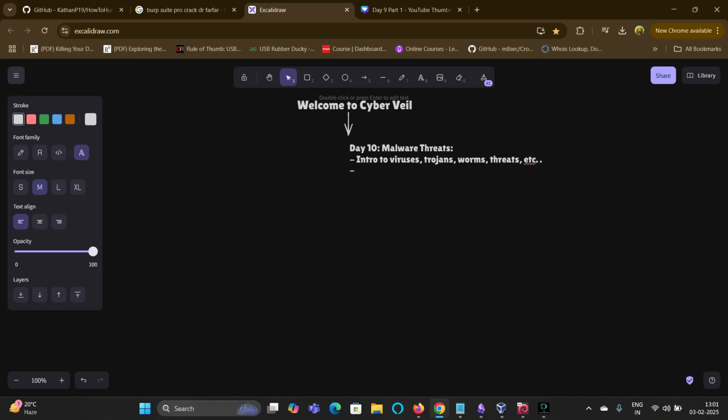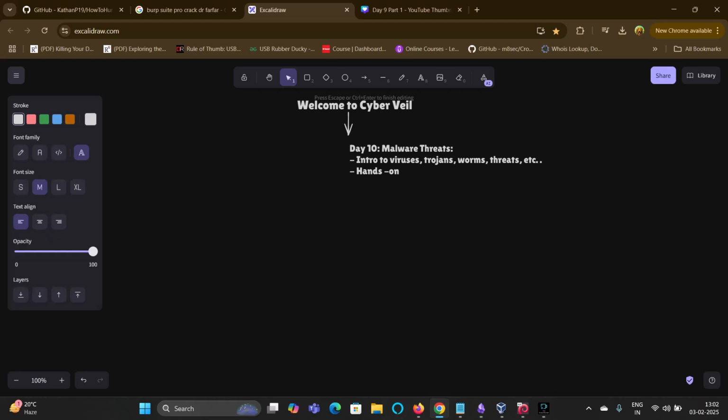If I am able to get some hands-on for this session, I'll come up with a second part for the hands-on, as I have always promised. But for malware threats, it's a bit difficult for me to take up some hands-on. But I'll try my best. If I am able to find some challenge related to malware threats on THM or HTB, I'll definitely come back with a hands-on. For now, we are just going to discuss the theoretical part of malware threats, and we are going to learn how these viruses, trojans, worms, or threats can impact or harm our systems.